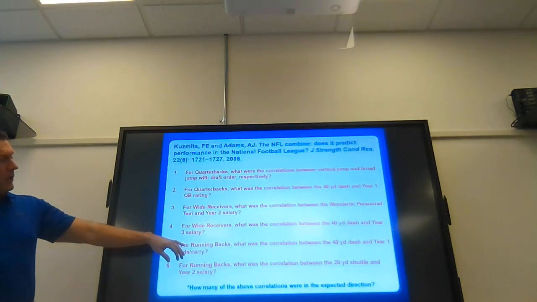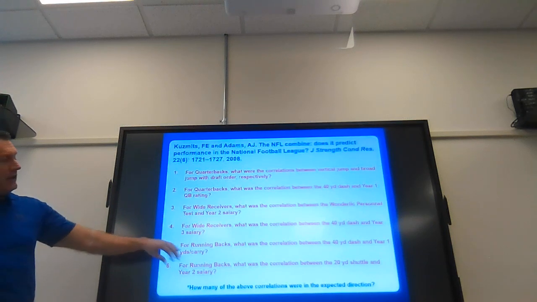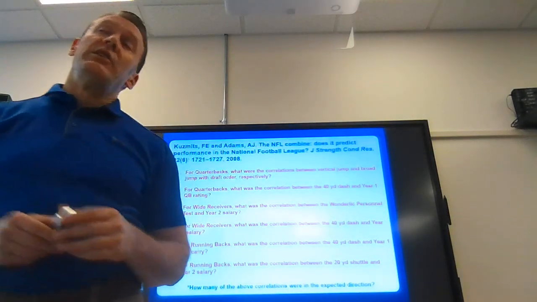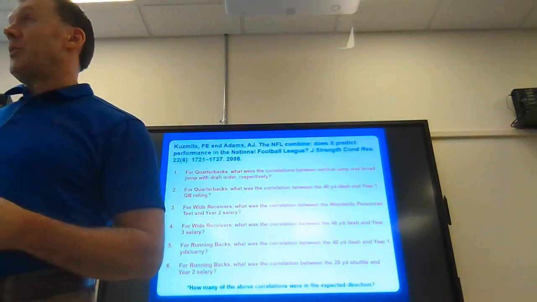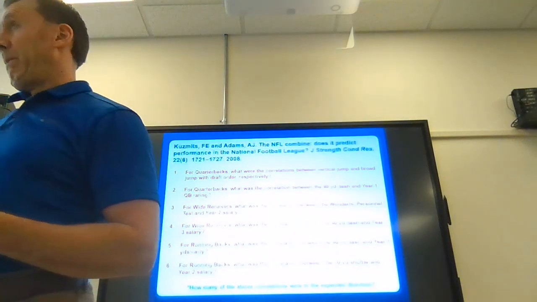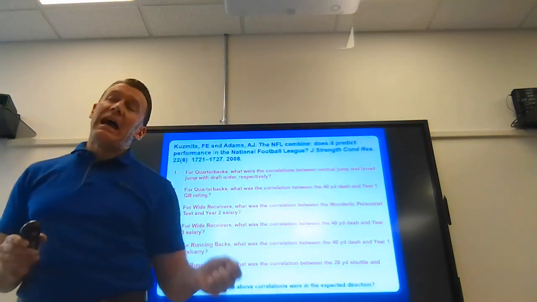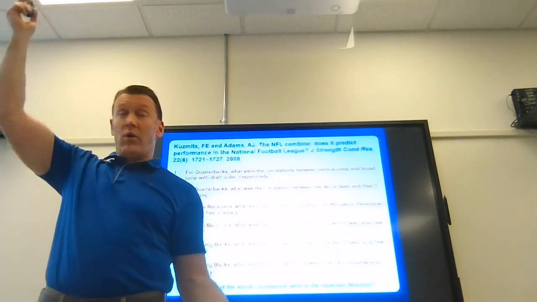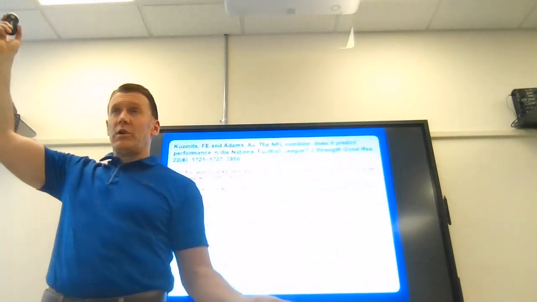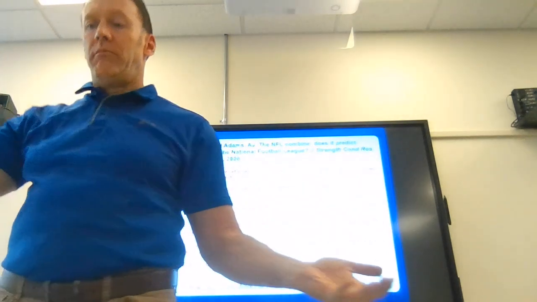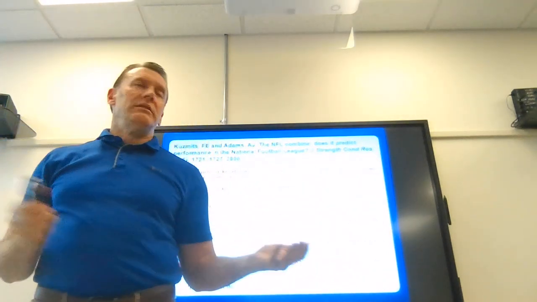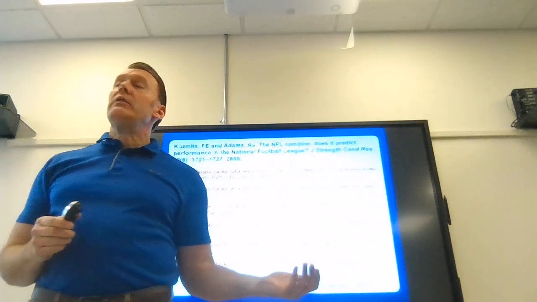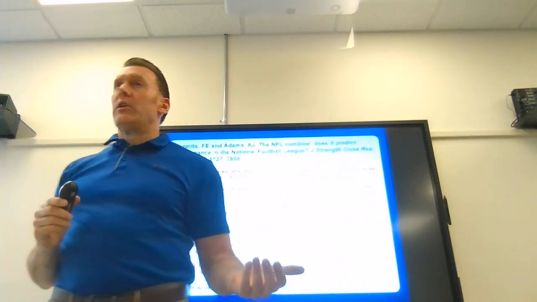Okay, so number 5, for running backs, what was the correlation between 40-yard dash and year 1 yards per carry? That's kind of interesting. Would you expect that one to be inverse or proportional? Okay, a faster 40-yard dash should be what with yards per carry? Faster 40 means more, so that's opposite. So what was the correlation? Yeah, negative 0.34. So not a super high correlation, but in the expected direction: a faster 40 means more yards per carry in year one.